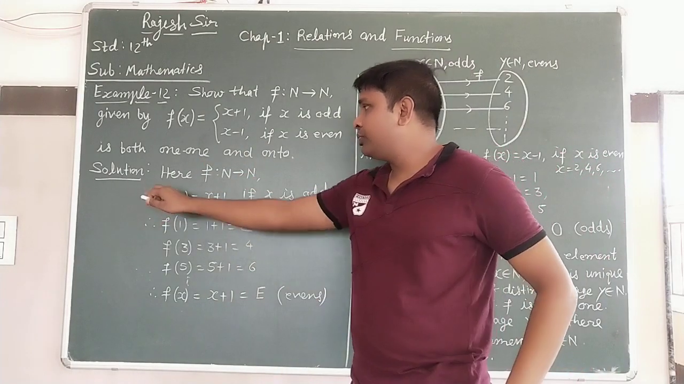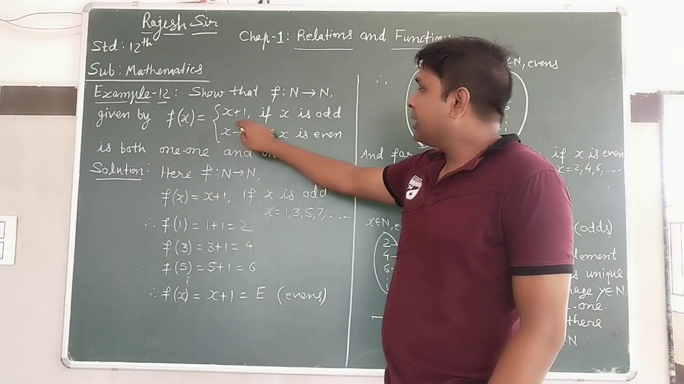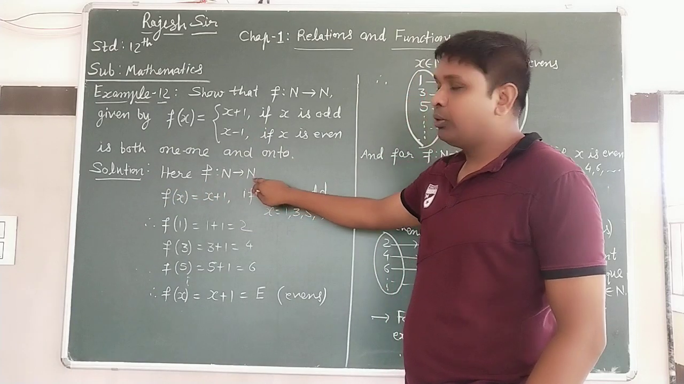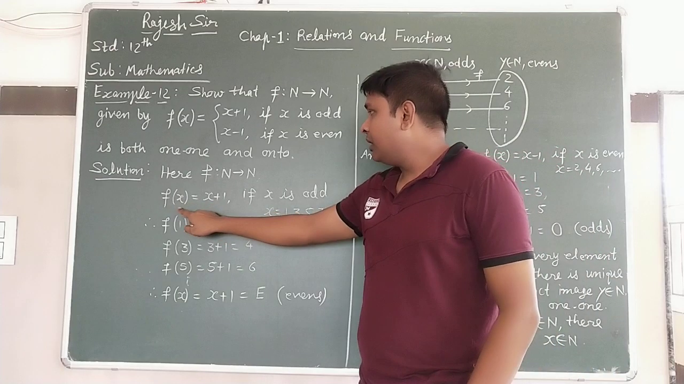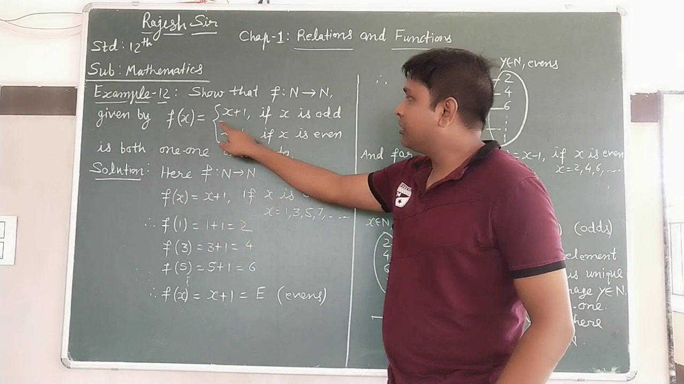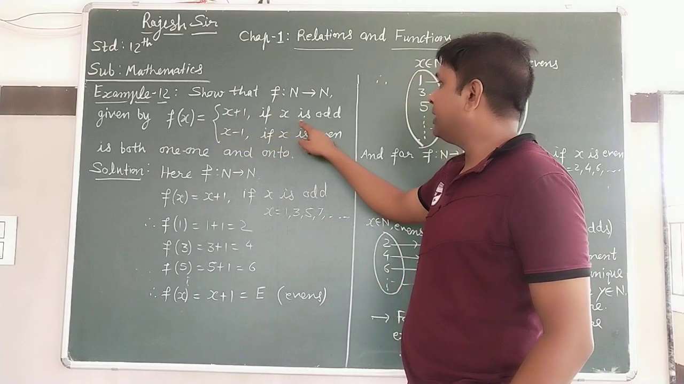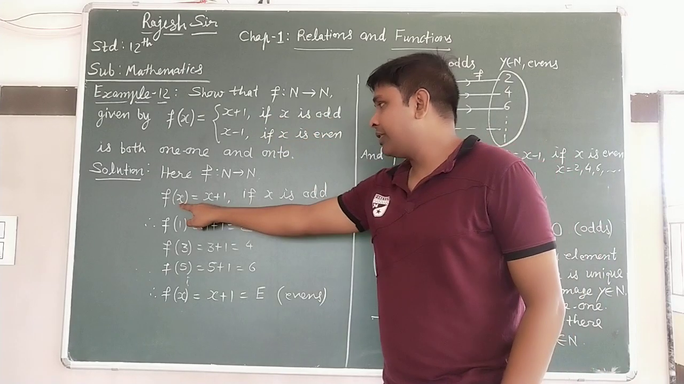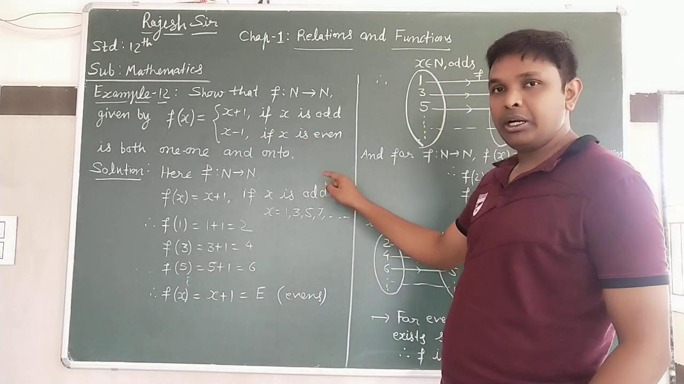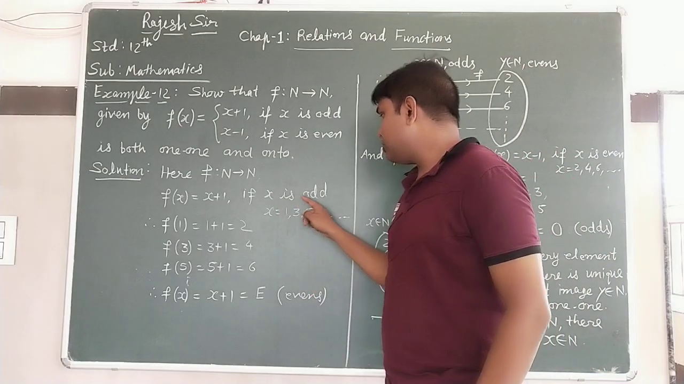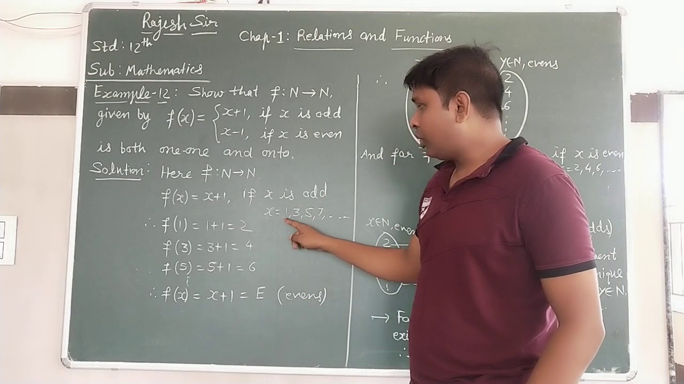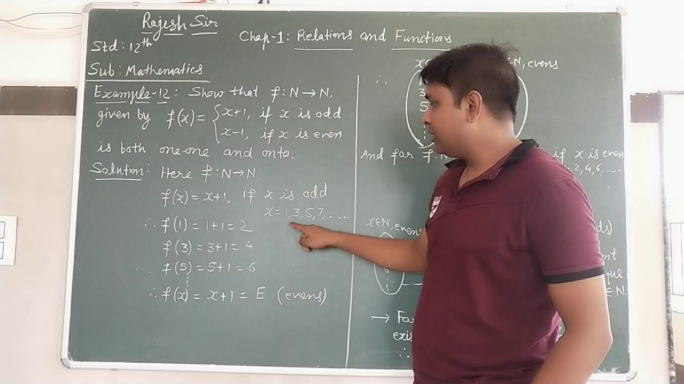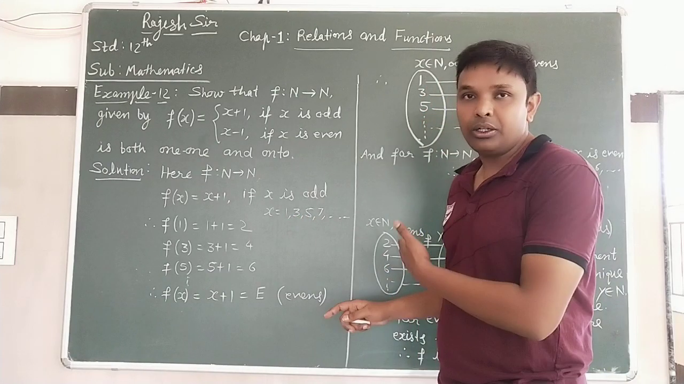For this the solution is that here we are given this function f from N to N. In that, first we will take the first part of it, f(x) equals x plus 1 if x is odd. The first part we have taken. x is odd, that is x equals odd numbers in natural numbers only: 1, 3, 5, 7 and so on.